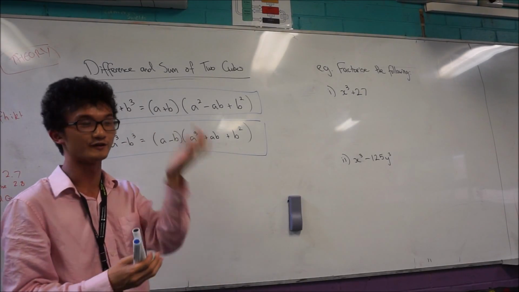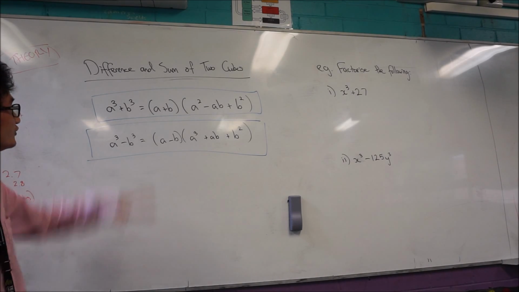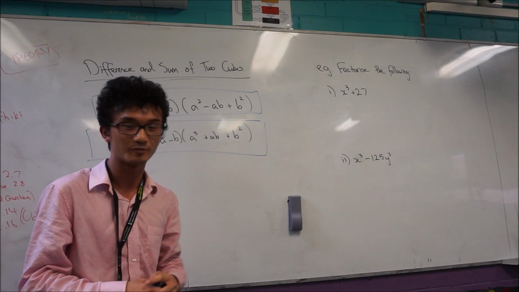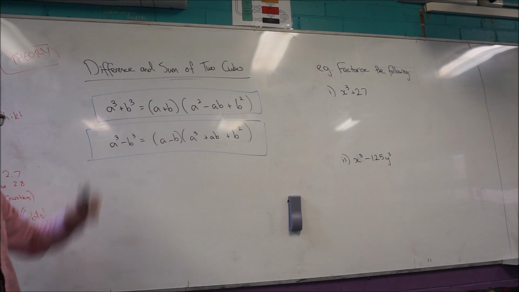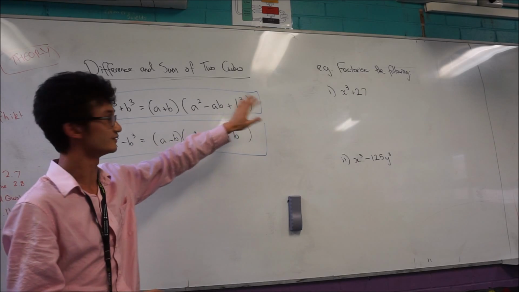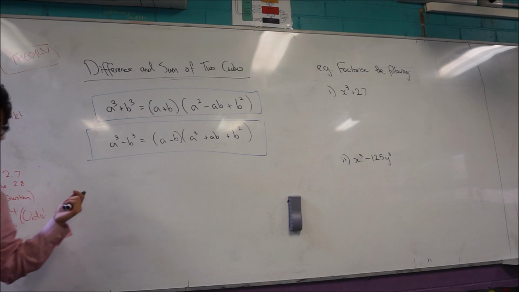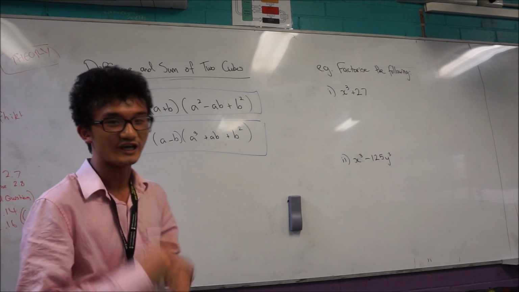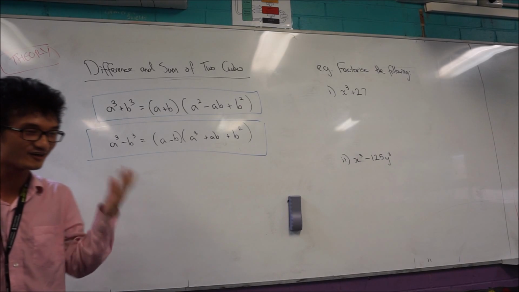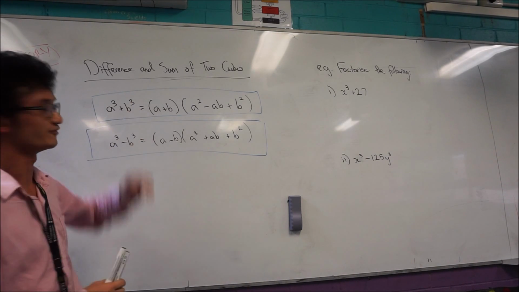So let's write a rule out for that. In the same way that we have a rule for the factorization of two squares, we can do the same for the difference and sum of two cubes, right? I've got my two cubes here, a cubed plus b cubed, and that will always factorize out to this expression here. And same here, I've got a cubed minus b cubed, that's just going to factorize out to this expression over here. And you may be wondering, okay, that's all well and good, but how am I supposed to remember what they're going to factorize out to be?